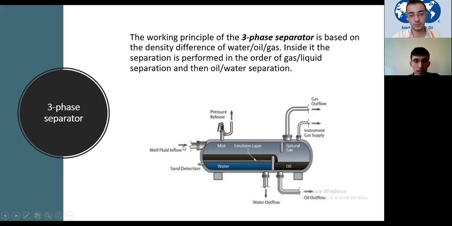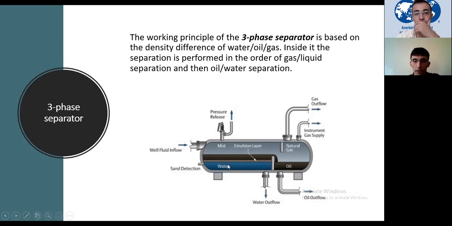So the mixed flow of oil, some natural gas and water together is sent into this separator. And then according to their density difference, oil of course stays at top, and water goes down. And this middle section is called the emulsion layer. That means both water and oil are present there, like the meeting area.